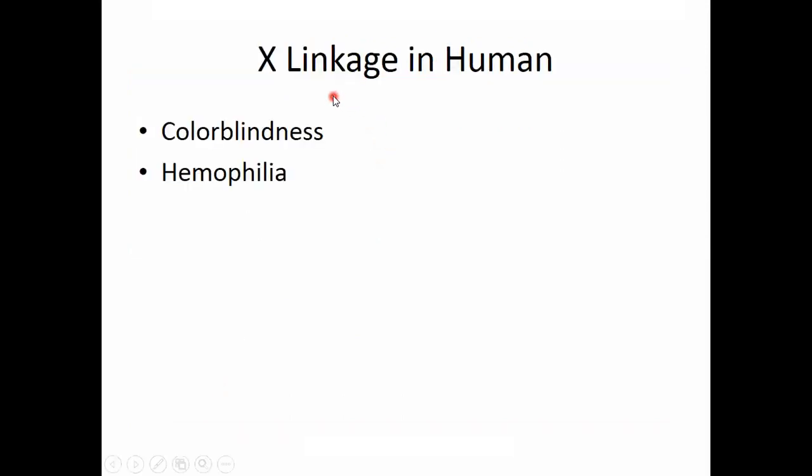The next is X linkage in humans. So we have different disorders that are linked with the X chromosome, and out of them, the two most important are color blindness and hemophilia. Both of them are X-linked recessive disorders.